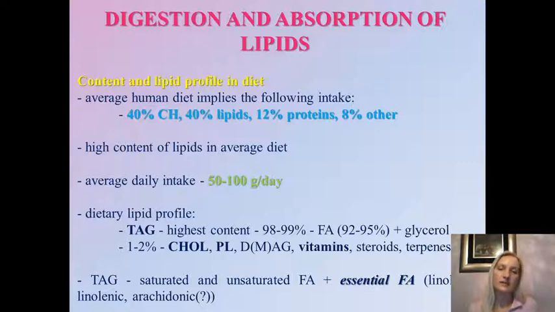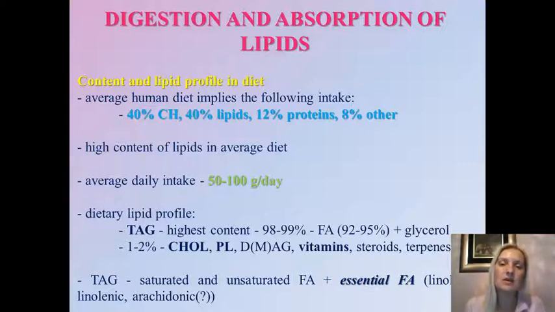Regarding the fact that the major lipids in our diet are 3-acylglycerols, they are going to be considered the major sources of saturated and unsaturated fatty acids for our organism. We have to have in mind that our organism can synthesize saturated fatty acids and monounsaturated fatty acids, and we're gonna see the metabolic pathway in the upcoming videos.